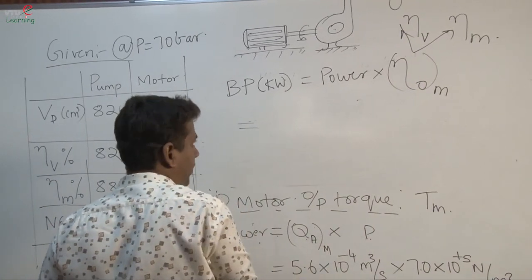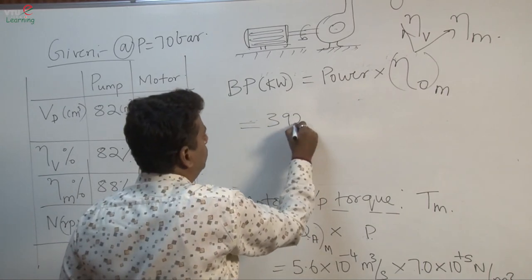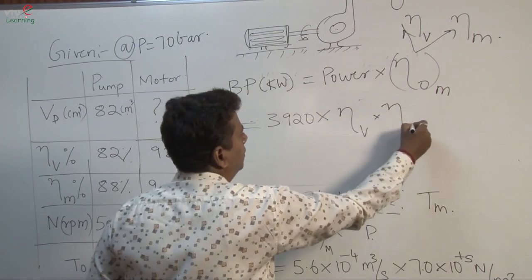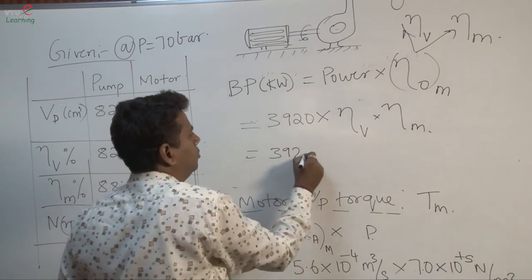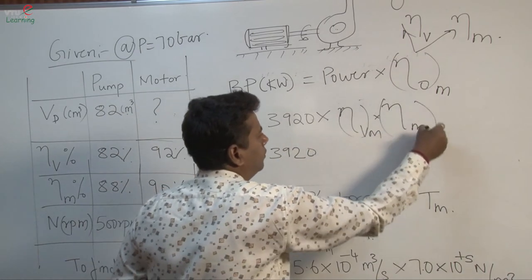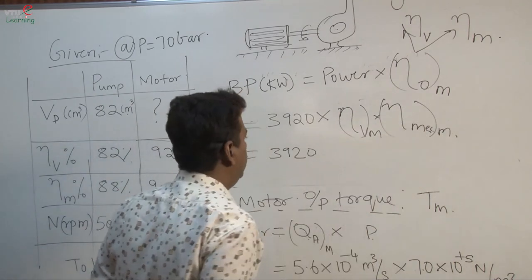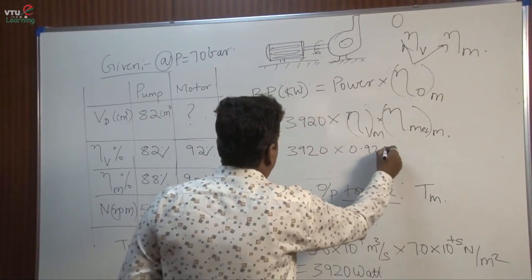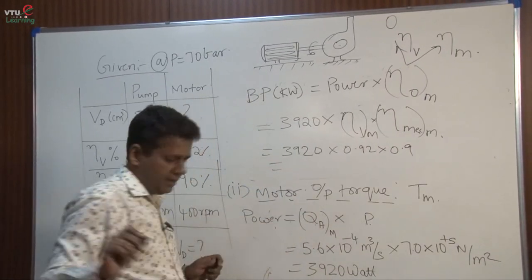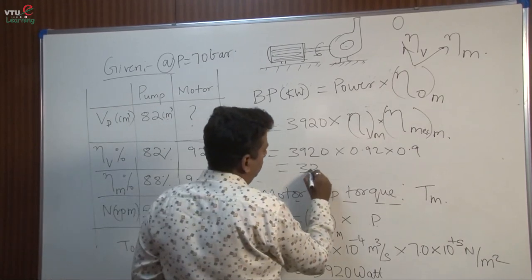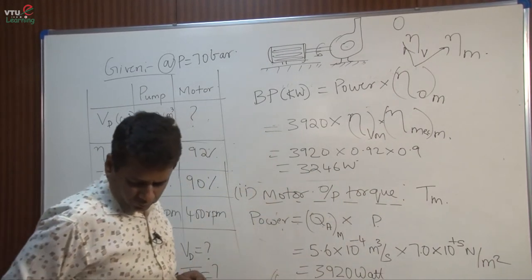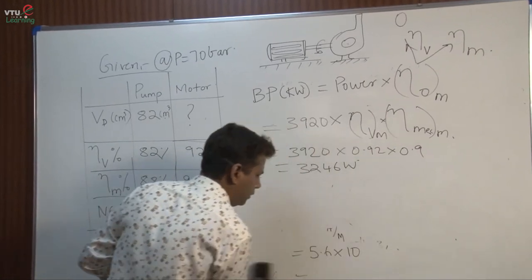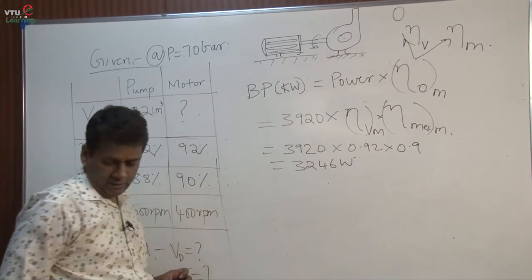So, let us redefine this. Power is equal to 3920 watts of the motor into overall efficiency, which is the product of volumetric efficiency and mechanical efficiency. So, 3920 into 0.92 into 0.9. We get the answer as 3246 watts.